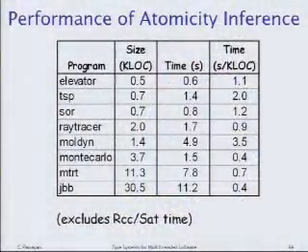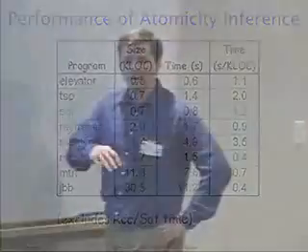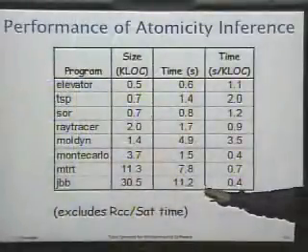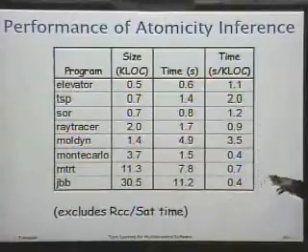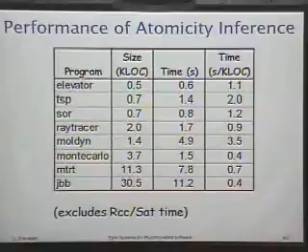The performance of this algorithm in comparison to the race-free type system is quite fast. It's maybe a second or two per 1,000 lines of code. So even for large programs up to 30,000 lines of code, it takes about seconds.